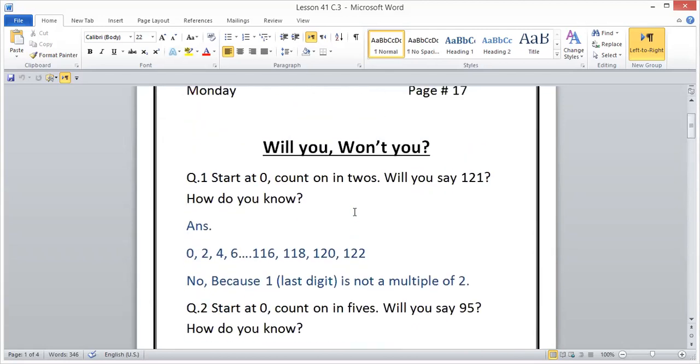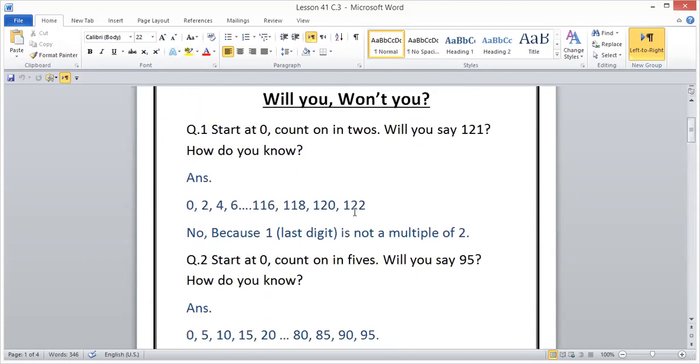Like one of the questions I take from question 1: start at 0, count on in twos. Will you say 121? When you start at 0 and start counting in twos, will you say 121 or not? Whether 121 will come in this pattern or not. So for that you will check the last digit of 121. The last digit of 121 is 1, so it is not a multiple of 2.